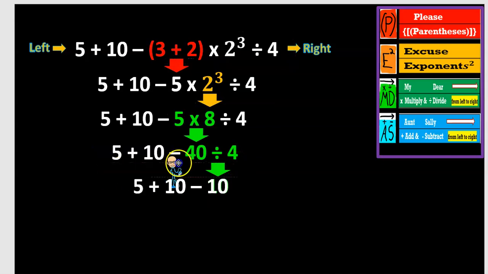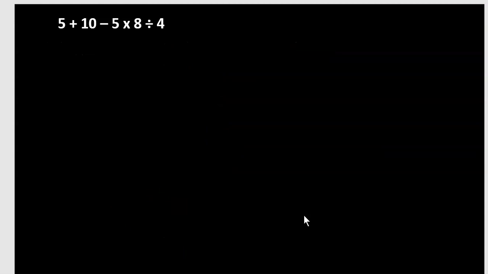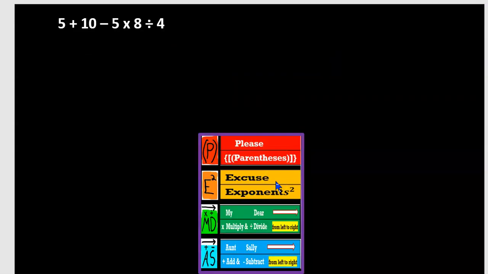Any more multiplying or dividing? No. Okay, what comes next? Aunt Sally or Sally Aunt, whichever comes first. In this case, it is Aunt because we have adding. 5 plus 10. And then the only thing that's left is to subtract. Now, I want to caution, see, isn't that beautiful? I want to caution you though, because sometimes it's not always going to be like that.